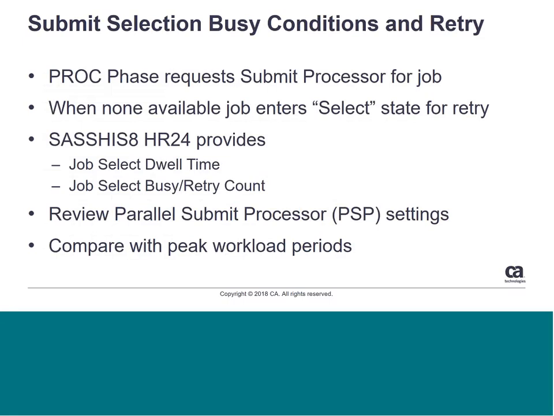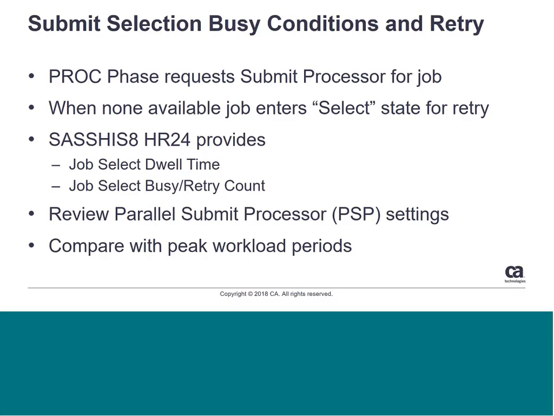Now, one of the things that may be causing a high activity on the prop phase is the fact that during the processing phase, there's a request for a submit processor. So this is the actual piece of code that writes the JCL out to the internal reader. If you have a busy period when lots of jobs are being submitted, there may be times when a job goes into the processing phase and has to wait for a submit processor to be available, a task to be available to actually submit the JCL through to the internal reader.